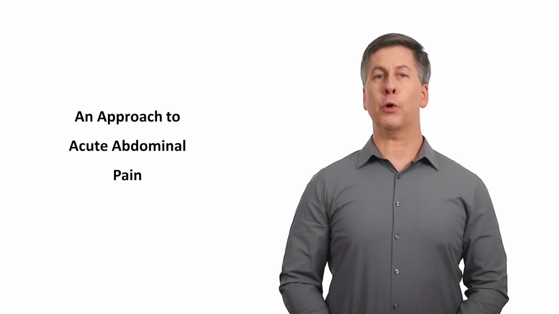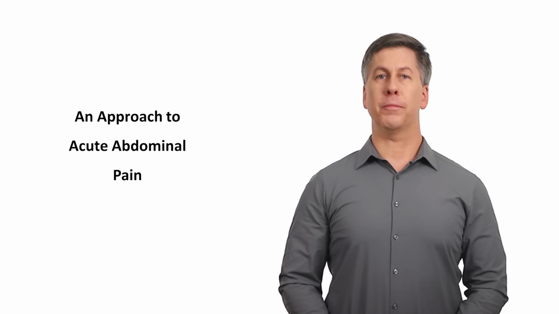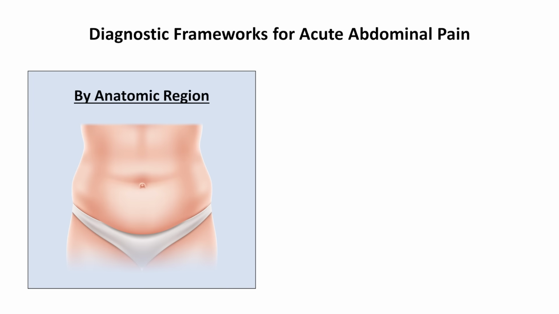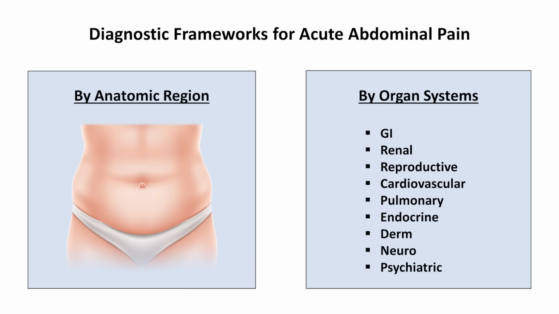Today I'm discussing an approach to acute abdominal pain. Diagnostic frameworks for acute abdominal pain are either based on anatomic region or by organ system, with the former more common. If using the region to organize the list of possible diagnoses, the abdomen can be divided into 4 quadrants, with the umbilicus at the center.